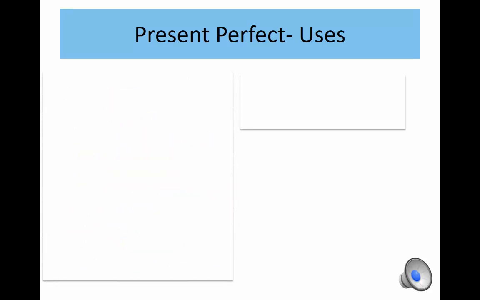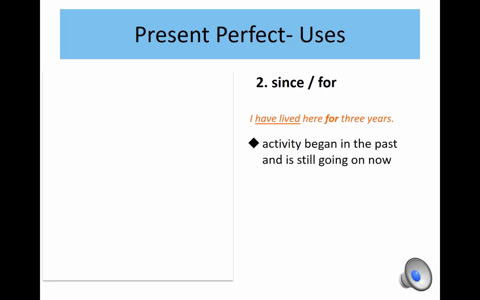Okay, let's look at the other use of the present perfect, using since or for. When we use since or for, we're talking about an activity that began in the past and is still going on now. For example, I have lived here for 3 years means that I moved here 3 years ago and I'm still living here. It's used to talk about how long an activity has been going on.